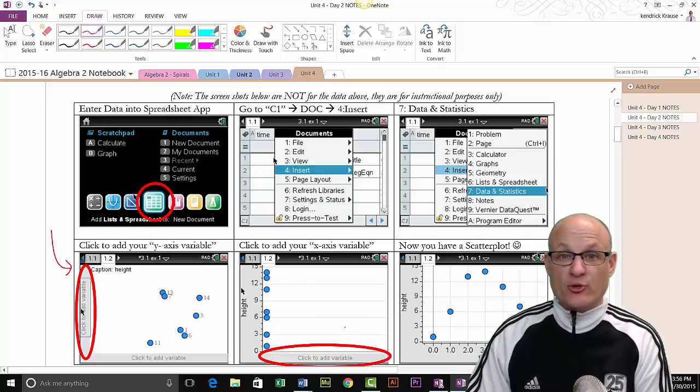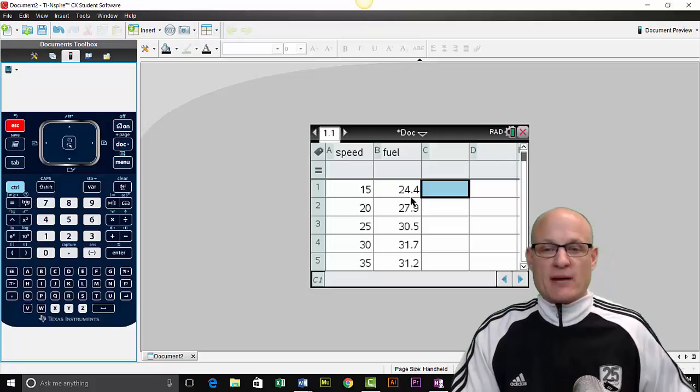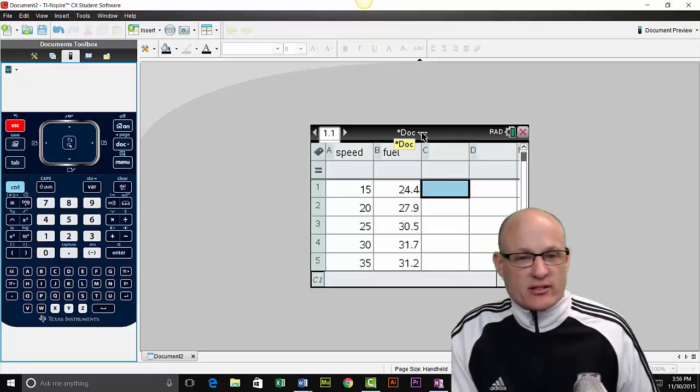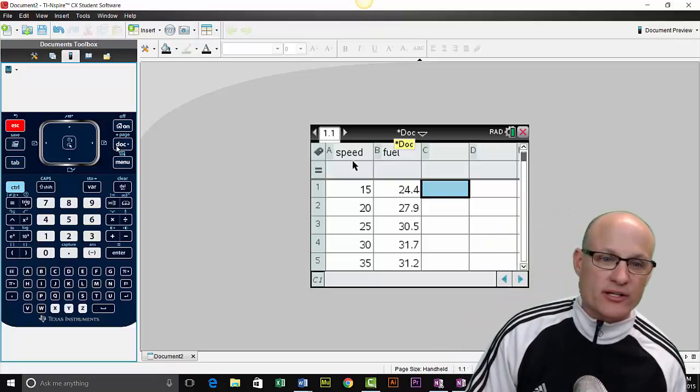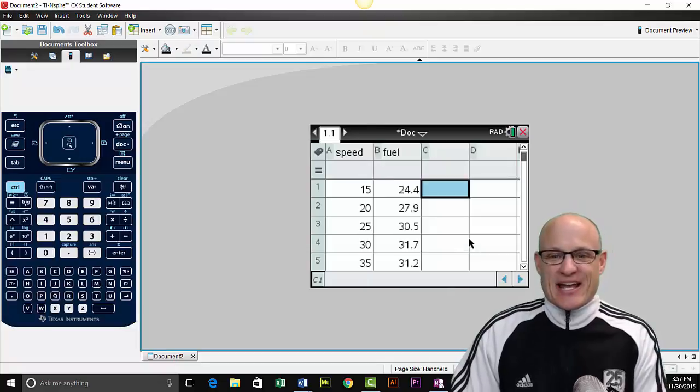Plus, I wanted you to be able to do it and tell me what the shape looked like. So the first thing I did was call my independent variable X, speed, and my Y value fuel, and I put those in my calculators. Now, I'm just going to take you through the options. I think you can either click on this or click on this doc button over here. Click on doc. We're going to insert data and statistics.